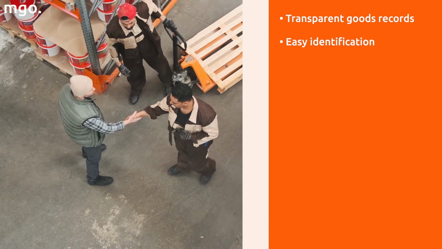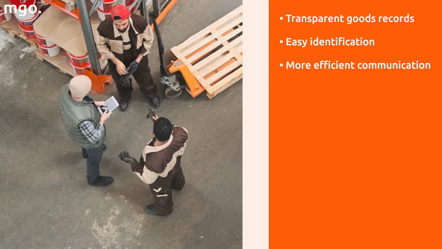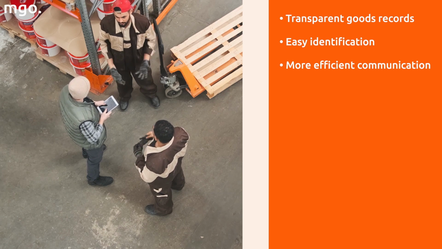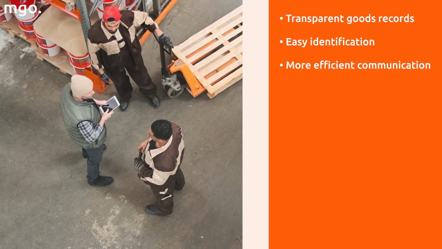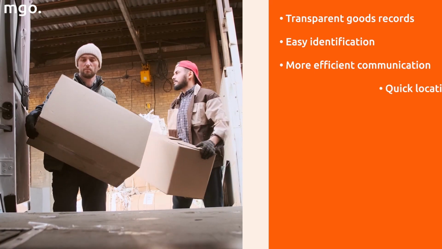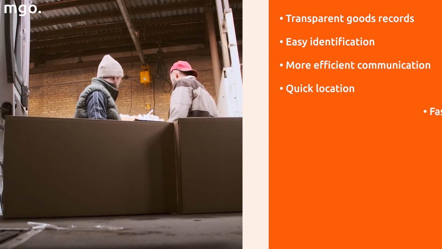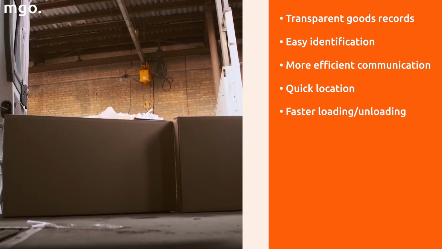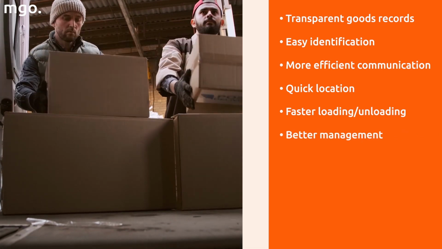Easy identification of each product. Communication between various parties of the supply chain becomes much more efficient. We know which products have been delivered and we're able to determine any shipping discrepancies. The possibility to quickly locate pallets and packages in warehouses. Faster loading and unloading of delivery trucks. More efficient management of retail spaces.